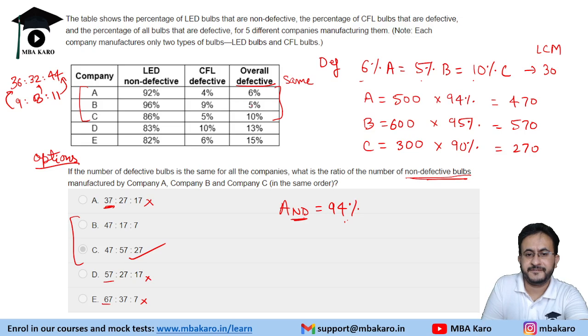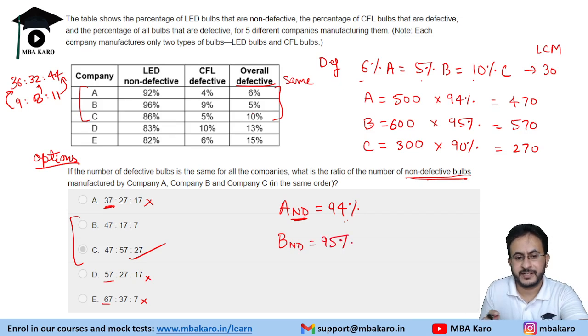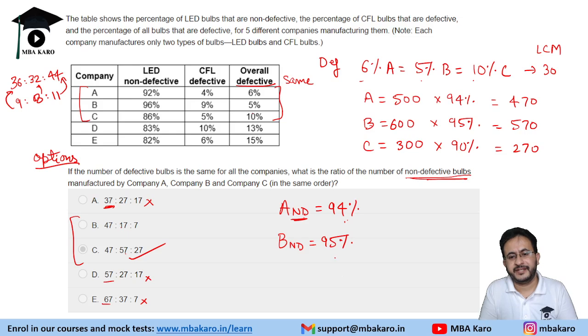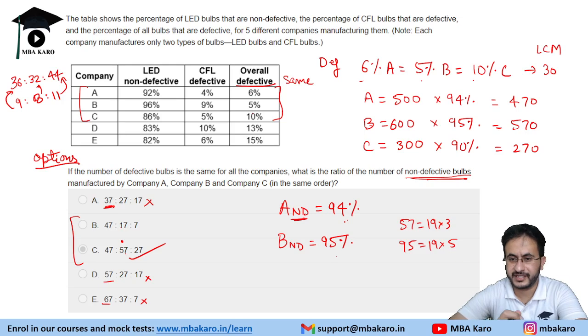Okay, next if we see B has 5% defective. B non-defective will be 95%. Now you would say that none of these divides 95, right? But if you see, like 95 and 57, 57 is 19 into 3, and 95 is 19 into 5. So understanding of numbers is needed. Now if we see, they have something in common, a factor of 19. Okay, so we will put it on hold.